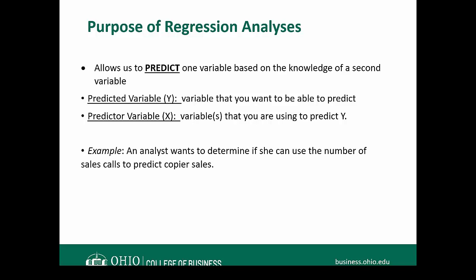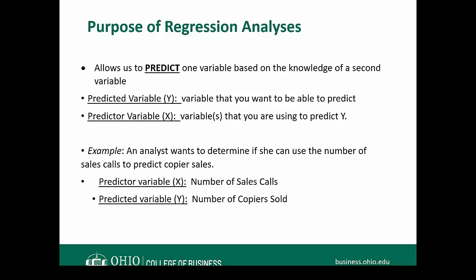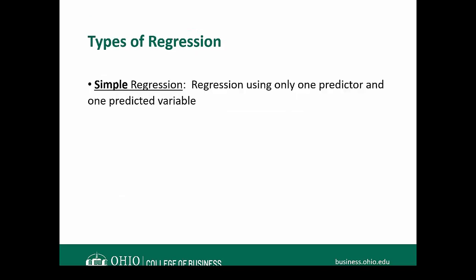So returning to our copier sales example, we know that sales calls and copier sales are related or associated with one another. But can we use sales calls to predict the number of copier sales? A regression analysis can answer that question. And in this example, the x variable or the predictor variable would be number of sales calls, and the y variable or the predicted variable would be the number of copiers sold. So we want to be able to predict the number of copiers sold, and we're using sales calls x to predict copiers sold variable y.